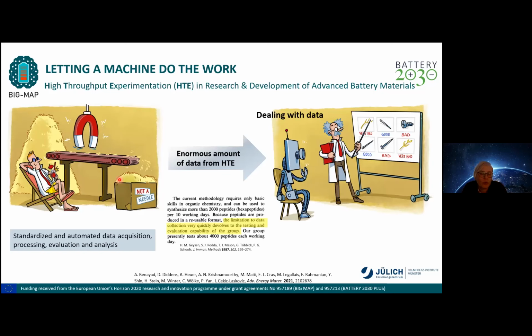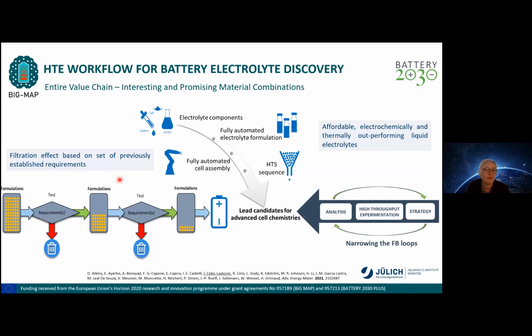And as you know, by doing high throughput experimentation, we generate an enormous amount of data from those experiments. Now the question arises how to deal with those data, and those data can actually be used for machine learning and artificial intelligence orchestrated analysis. And of course, high throughput experimentation is being conducted in a standardized and automated way. So the data are getting acquired, processed, evaluated, and analyzed.